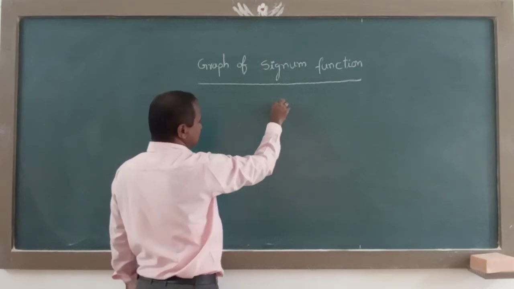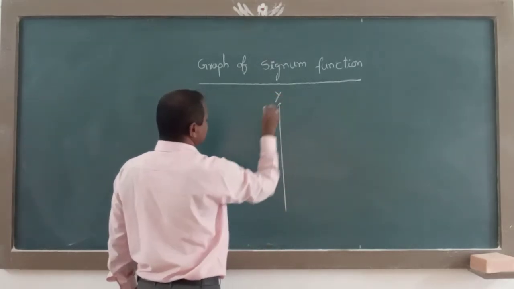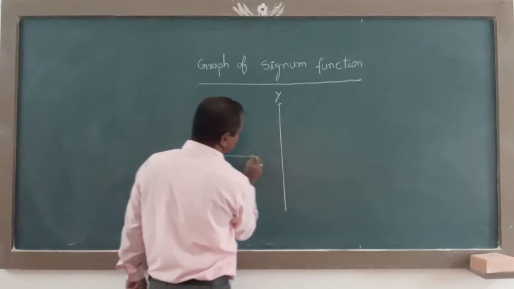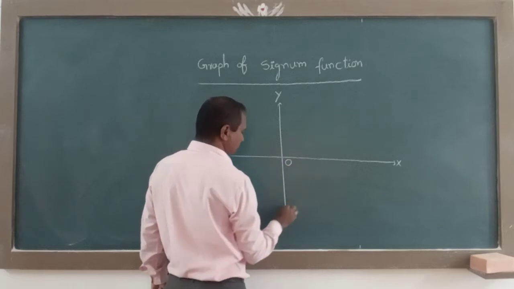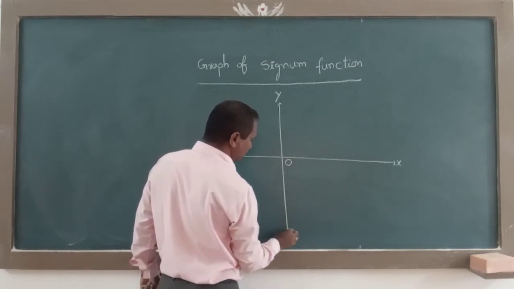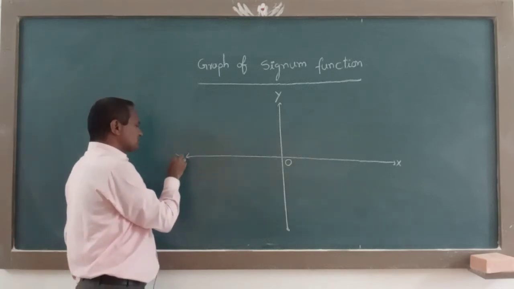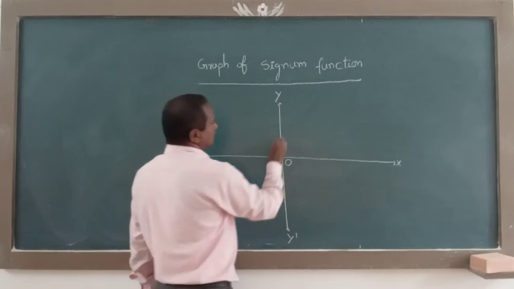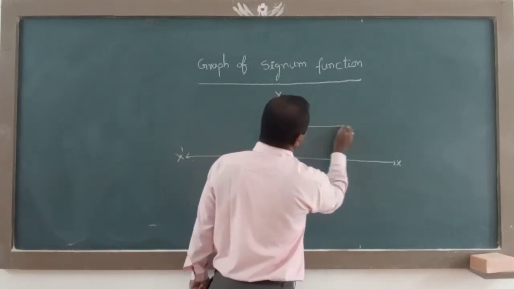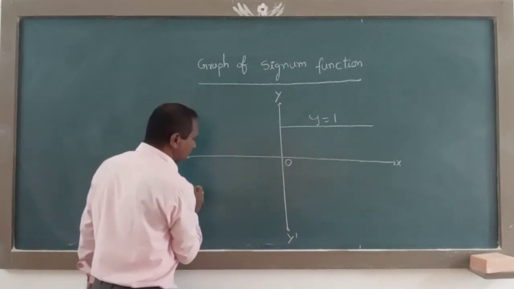See here, this is the y-axis, and that is the x-axis. The point of intersection of the x-axis and the y-axis is called the origin. Here it is y is equal to 1, and here it is y is equal to minus 1.